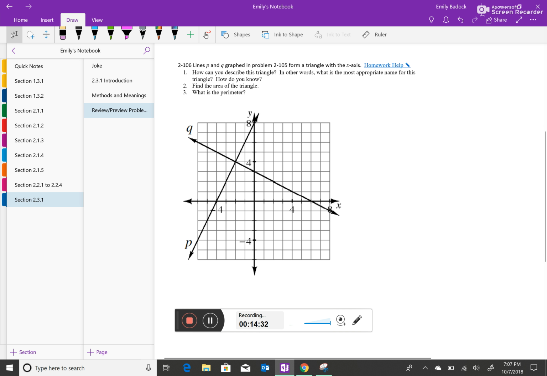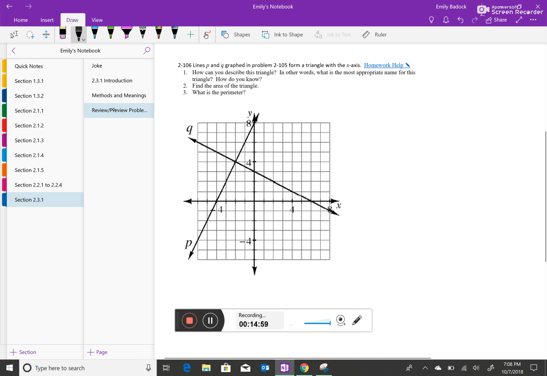Then the last problem for today's video is 2-106, which states lines P and Q graphed in problem 2-105, which I have down here in this picture, form a triangle with the x-axis. So how can you describe this triangle? In other words, what is the most appropriate name for this triangle? How do you know? If you would have done 2-105, you would know that these lines are perpendicular because of their slope.